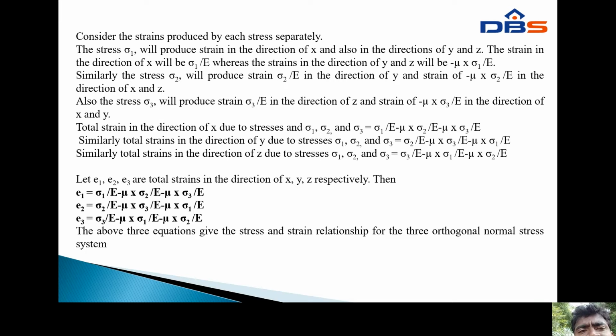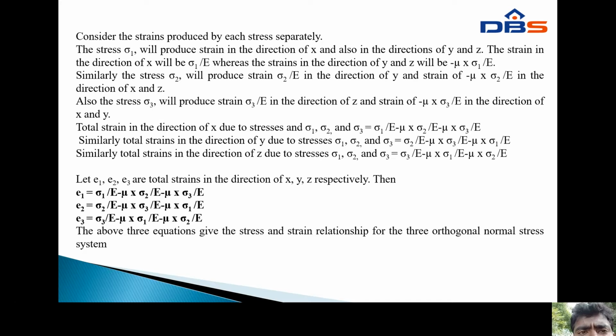Okay. Total strain in the direction of x due to stresses sigma 1, sigma 2 and sigma 3 is equal to sigma 1 by E minus mu into sigma 2 by E minus mu into sigma 3 by E. Similarly, total strain in the direction of y due to stresses sigma 1, sigma 2 and sigma 3 is equal to sigma 2 by E minus mu into sigma 3 by E minus mu into sigma 1 by E. Next, similarly, the total strain in the direction of z due to sigma 1, sigma 2, sigma 3 is equal to sigma 3 by E minus mu into sigma 1 by E minus mu into sigma 2 by E. These three equations are acting on the three directions x, y, z.